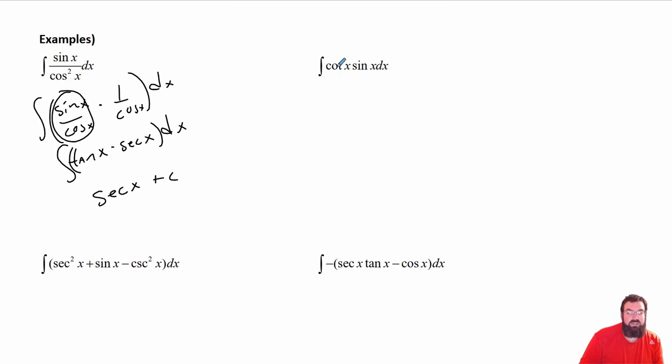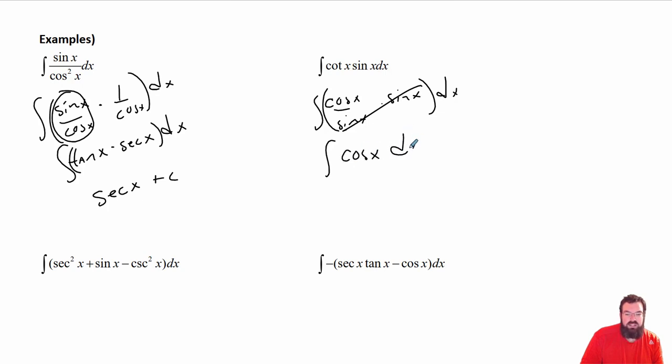Cotangent x sine x. Now this one, again, doesn't make any sense, right? Because this isn't one of our trig identities. But cotangent is regular cosine over sine times sine x dx. So these are going to cancel. So really it's the antiderivative of cosine x dx, which is equal to sine of x plus c, right? If I took the derivative of sine, I get cosine. So there we go.